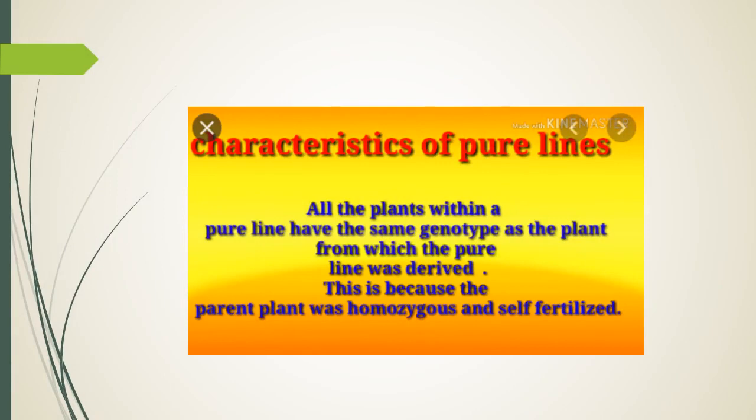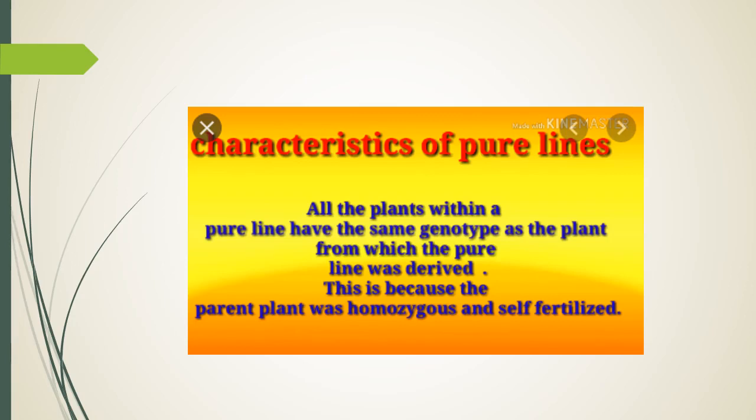So I have written here: what are the characteristics of the pure lines? All the plants within a pure line have the same genotype as the plant from which we have derived them. This is because the parent plant was homozygous and they are undergoing the self-fertilization process. You can note down in your copy: what is a pure line, and what are the characteristics of the pure line?